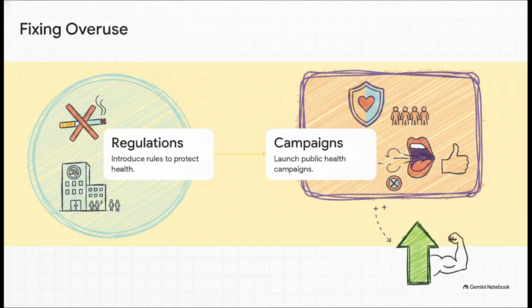Governments have to step in and fix this bug with regulations, like banning smoking in public places, or by launching massive public health campaigns. And honestly, the goal isn't just to play the fun police. It's about protecting public health and preventing this massive future burden on the healthcare system. Because the long-term economic boost you get from a healthier, more productive workforce, that far outweighs the short-term loss in tax revenue you might get from tobacco sales.